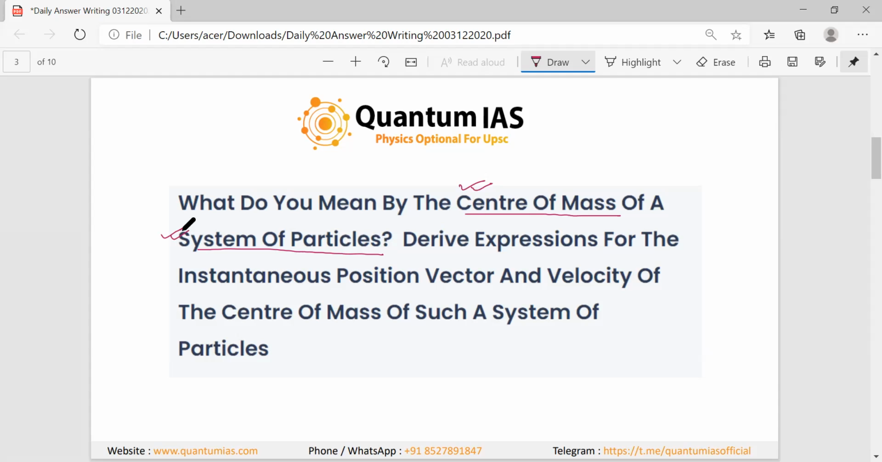Also, we have to derive the expression for the instantaneous position vector and velocity of the center of mass of such a system of particles. Now this is a very easy question. If you ask any person who is reading in class 11th, or some in ninth class also, they can easily answer you this question. But how to write this question is the true sense.